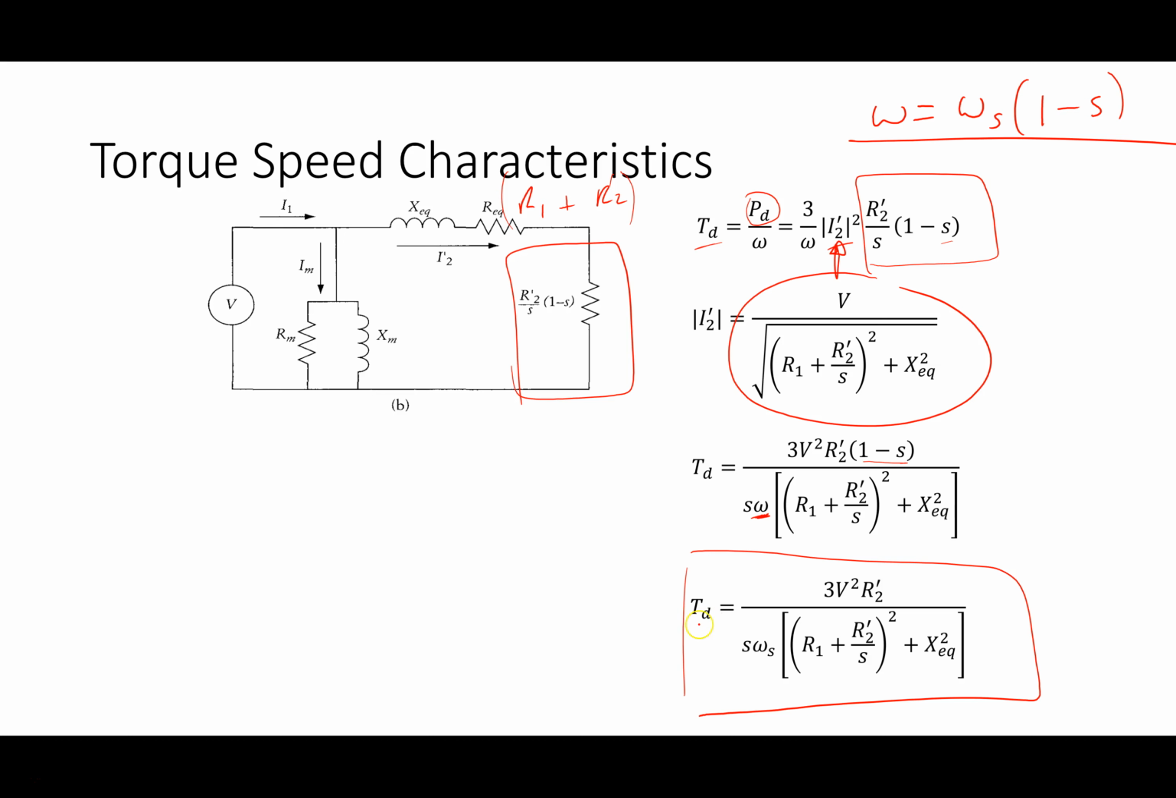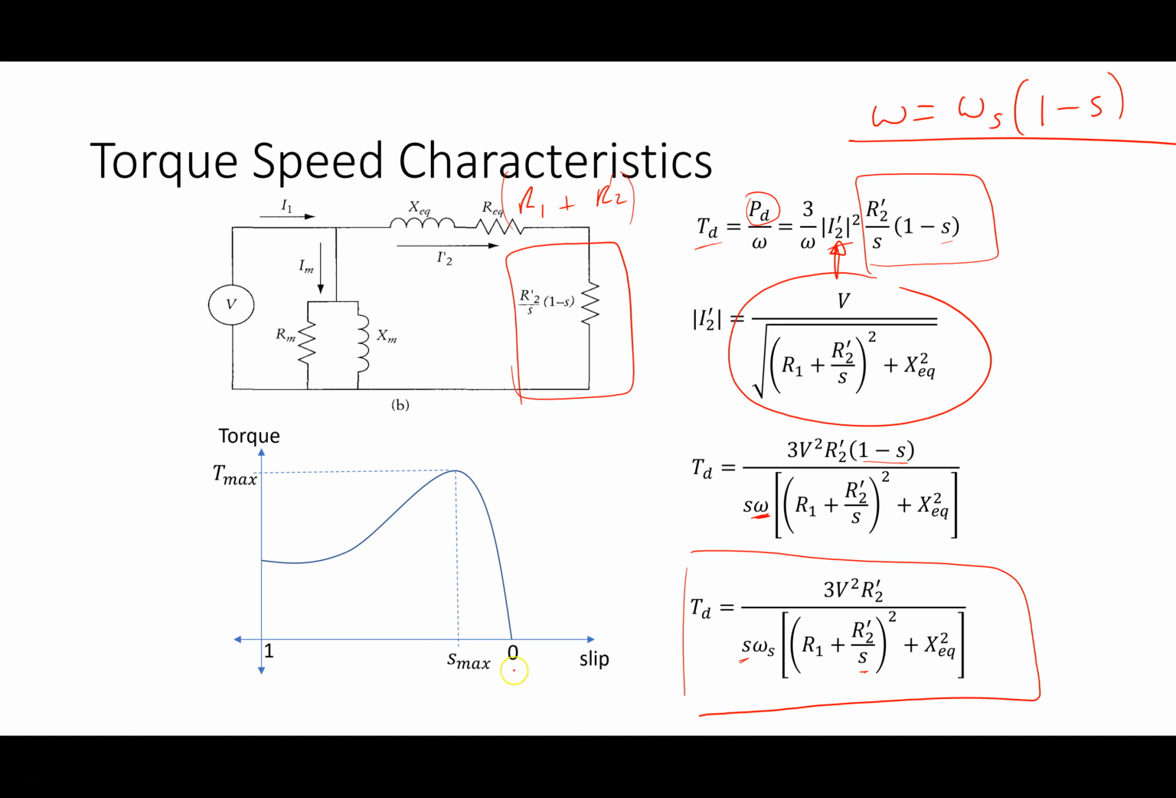So here I have the developed torque in terms of the voltage, a set of parameters of the machine, the frequency, all these are constants, and the only variable is the slip. So I could now draw my characteristic for torque versus slip. So if I plot this for a given voltage and given R1, R2, and X equivalent, I could plot it torque versus slip, and this is the sort of shape I will get. This is just a sketch.